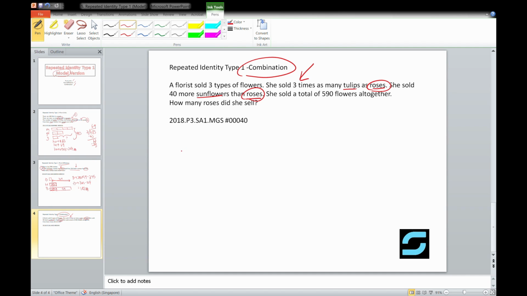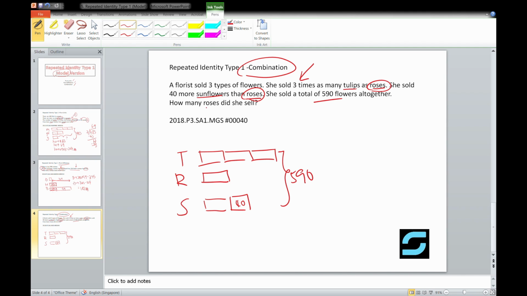Tulip versus rose: tulip is triple, so 3 units for tulip, and then 1 unit for rose. And then we know that there are 40 more sunflowers, so sunflower is larger than rose. Same size first. How big is 40? We don't really know. We just draw something to include it. So maybe around here. And we know that the total is 590.